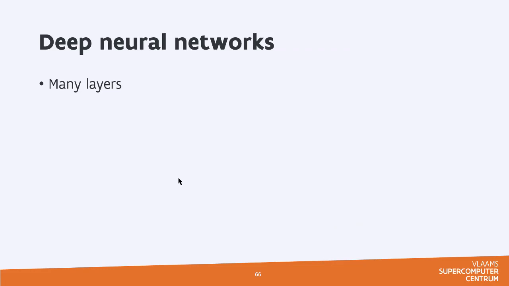So what are deep neural networks? Basically, they're just multi-layer networks with many layers.